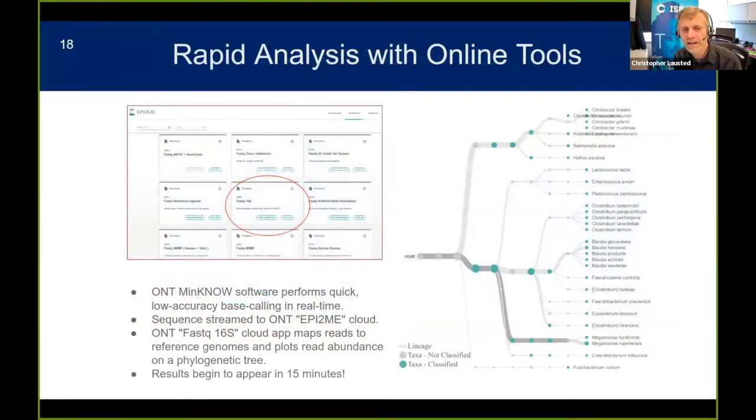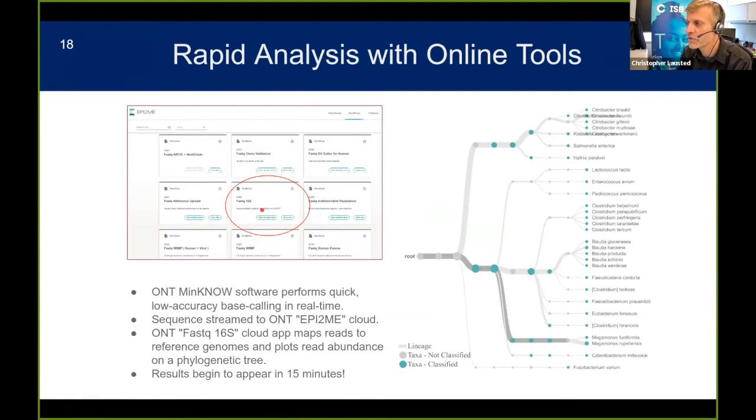So in real time, we used Oxford Nanopore's 16S sequencing tool. They have a web page with a cloud server that collects the data. You can stream your DNA reads to their machine, and you can run it through a quick data processing pipeline.